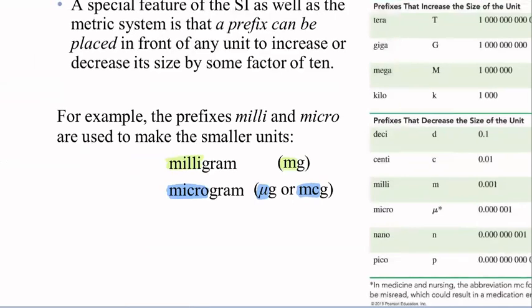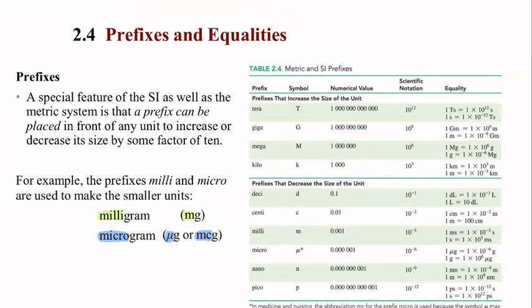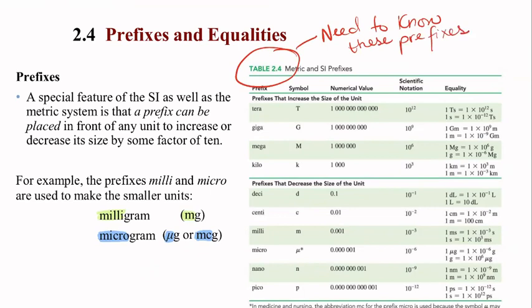Now, which one do you guys need to know? In this course, you need to know the ones that are summarized in table 2.4. So let me just write a note right here. Need to know these prefixes for exam one. There's an extensive list of prefixes, but from the ones that make a unit of measurement larger, you guys are responsible for knowing tera, giga, mega, and kilo.